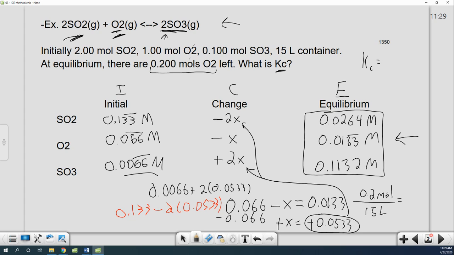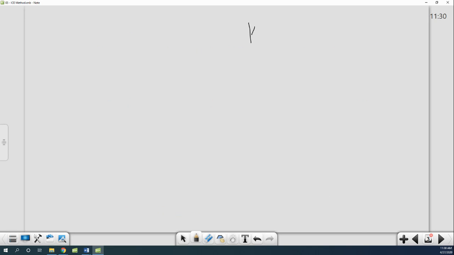Okay, now that I know all my equilibrium concentrations, I can calculate Kc. Because it's products over reactants: the concentration of SO3 squared over the reactants. And of course, those ones are squared because of the mole ratios, right? You look at the mole ratio and that's how you get your power there. I do have a blank slide here, so I'm going to use the blank slide. Let's rewrite this real quick.